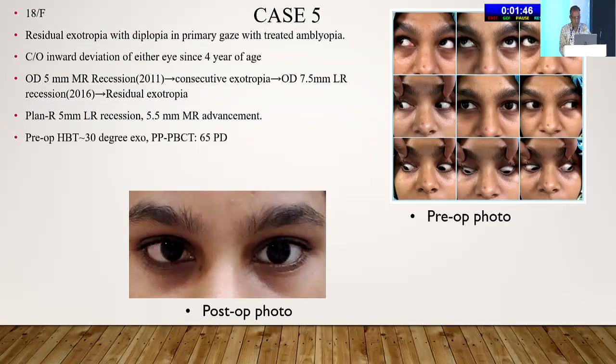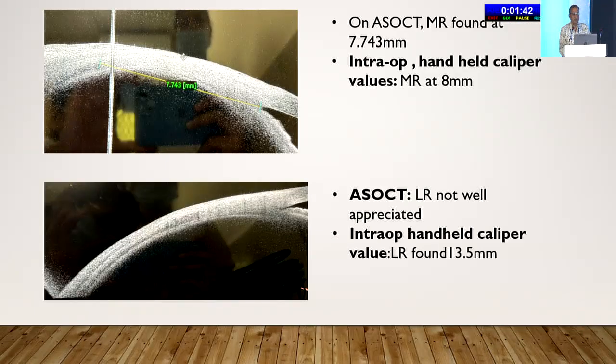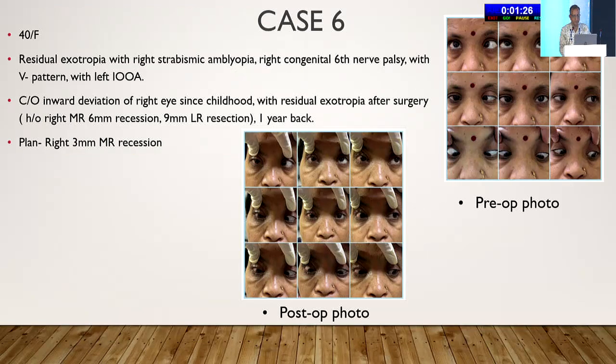This is another patient with residual exotropia, and when ASOCT was done, MR was found at around 7.7 mm, and when we measured it with caliper, it was around 8 mm. On ASOCT the lateral rectus was not well appreciated, and with caliper it was around 13.5 mm.